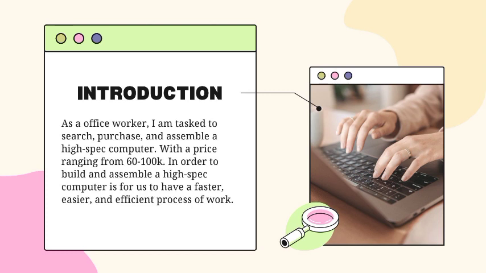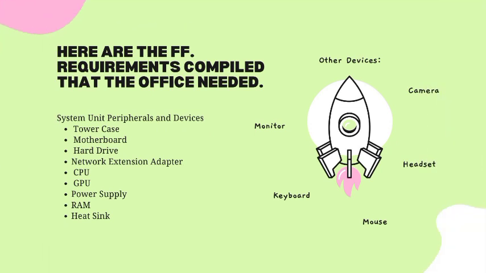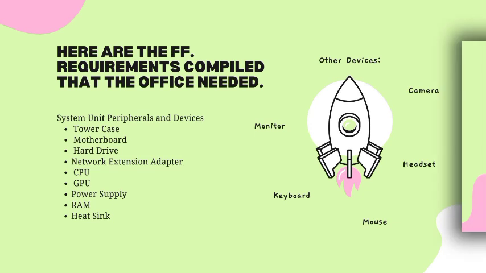In order to build and assemble a high-spec computer, we need a faster, easier, and more efficient process of work. Here are the requirements compiled that the office needed. We have the system unit peripherals and devices and the other devices. The system unit peripherals and devices are the tower case, motherboard, hard drive, network extension adapter, CPU, GPU, power supply, RAM, and heatsink. The other devices are the monitor, keyboard, mouse, headset, and the camera.